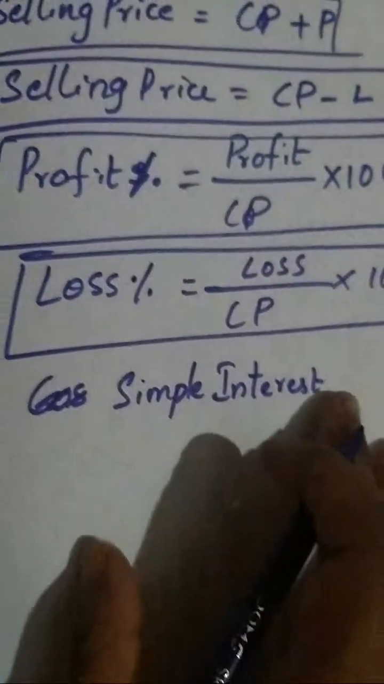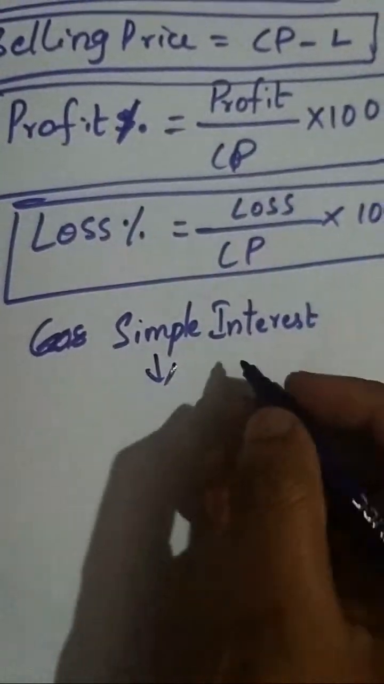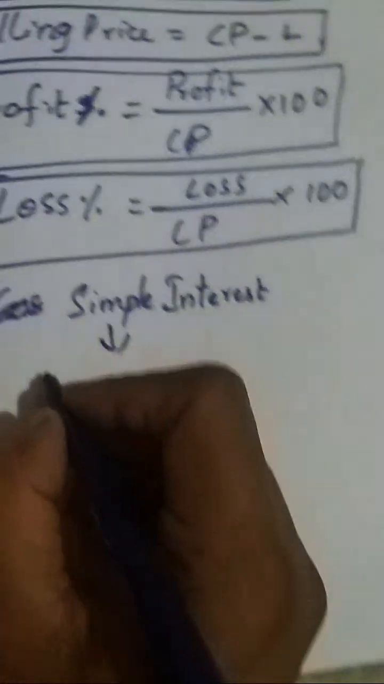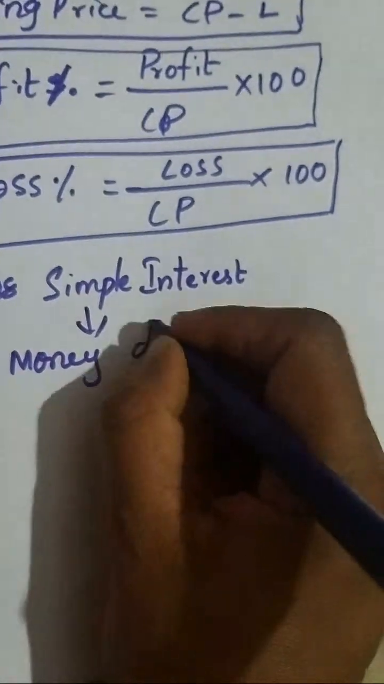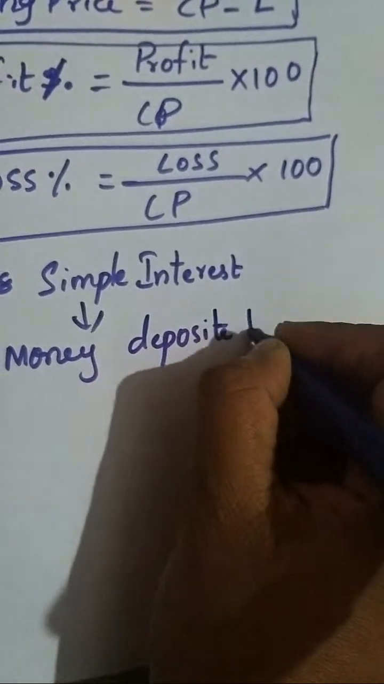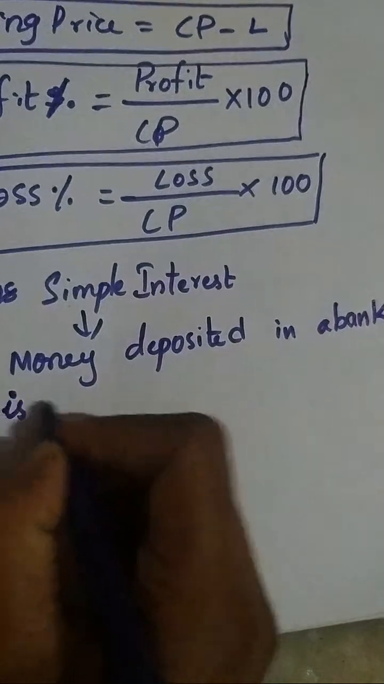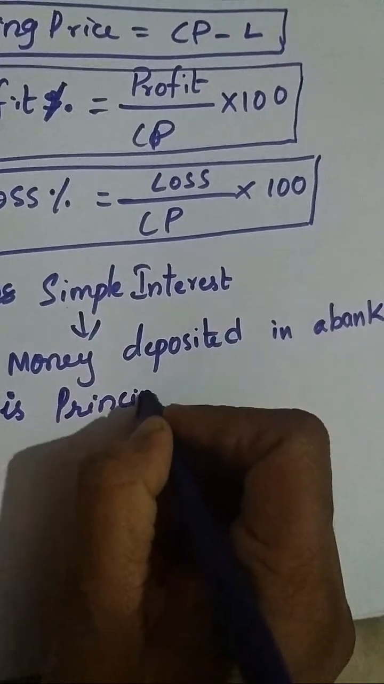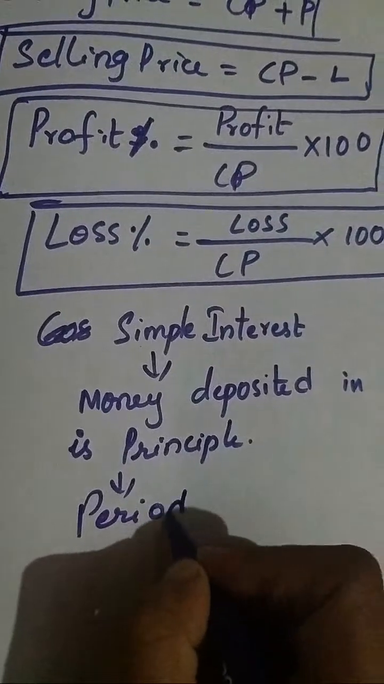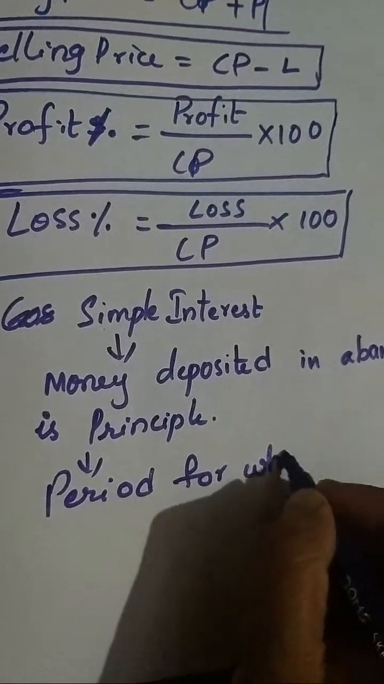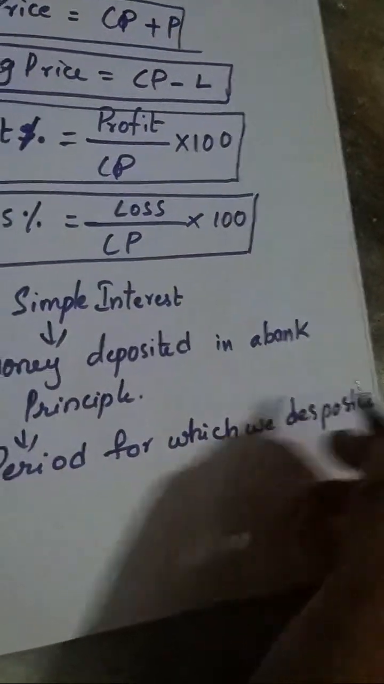Okay, simple interest is nothing but, money deposited in a bank or borrowed from a bank is called the principal amount. Money deposited in a bank is principal. Okay, the period for which we deposit is called the time.